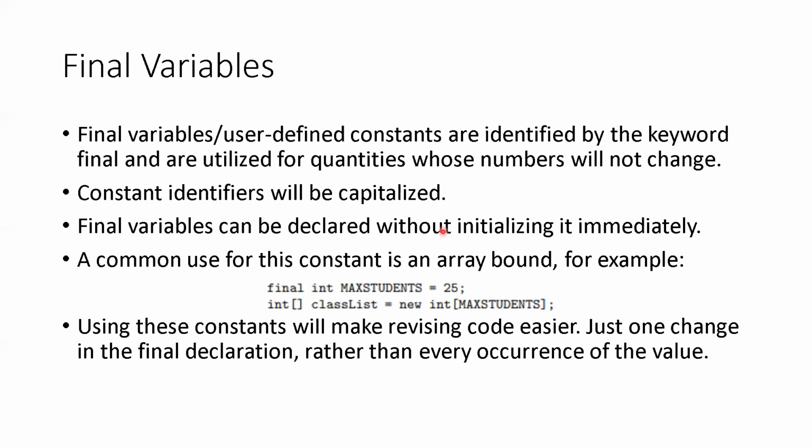For example, what we have here: final int MAX_STUDENTS equals 25, and then the code on the bottom. Using these constants will make revising code much easier. Just one change in the final declaration rather than changing every occurrence of the value. And that's it for this part.